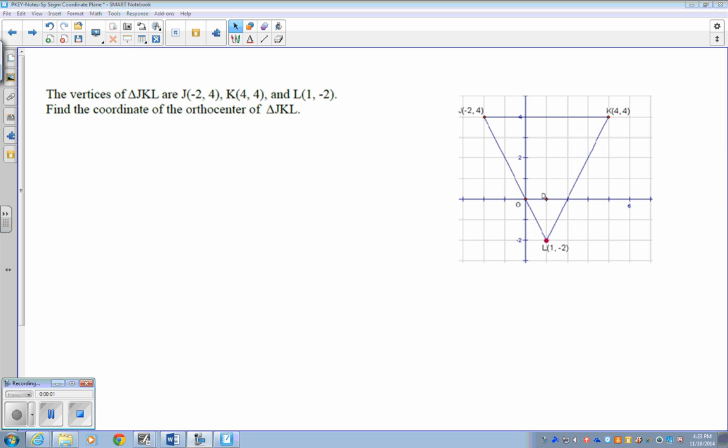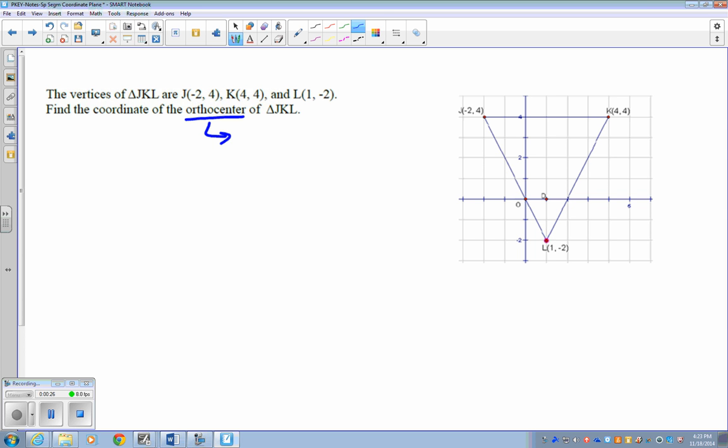For our last little example on our notes, it says the vertices of triangle JKL are (-2, 4), (4, 4), and (1, -2). And they've already graphed that for us on the graph here to the right. It wants us to find the coordinates of the orthocenter of that triangle. So the first thing we have to make sure we understand is that term and how it is formed.